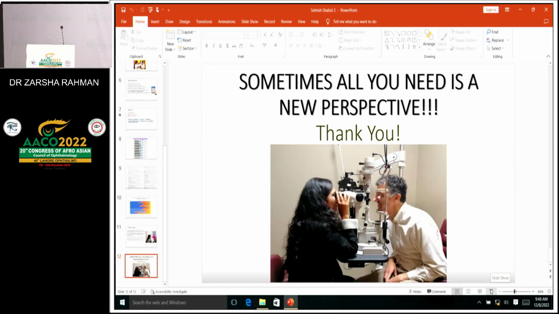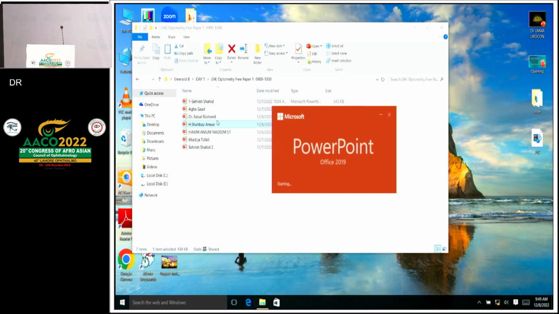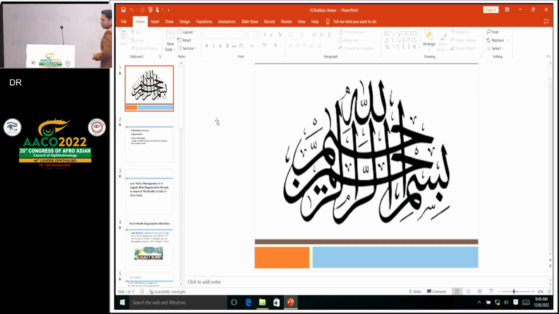Now I request Hafiz Shahbaz. He will be presenting on the low vision management of legally blind degenerative myopia to improve quality of life, a case study.